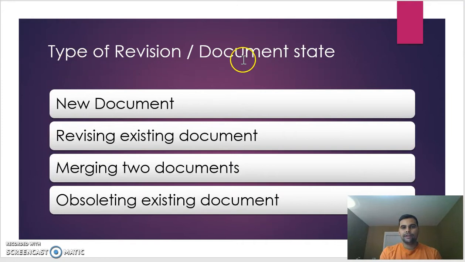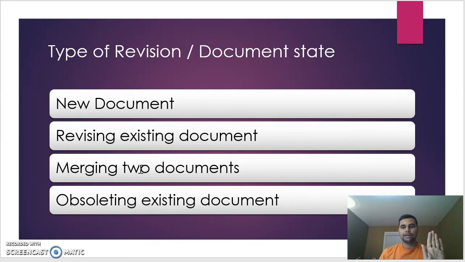Now let's see the types of revision of a document. When I say document revision, there are various types of document revision. Sometimes we undergo the process of document revision because a new document is coming, or we are revising an existing approved document, or we are merging two documents and creating a new one. Or sometimes, let's say, A document and B document are merging and becoming C.